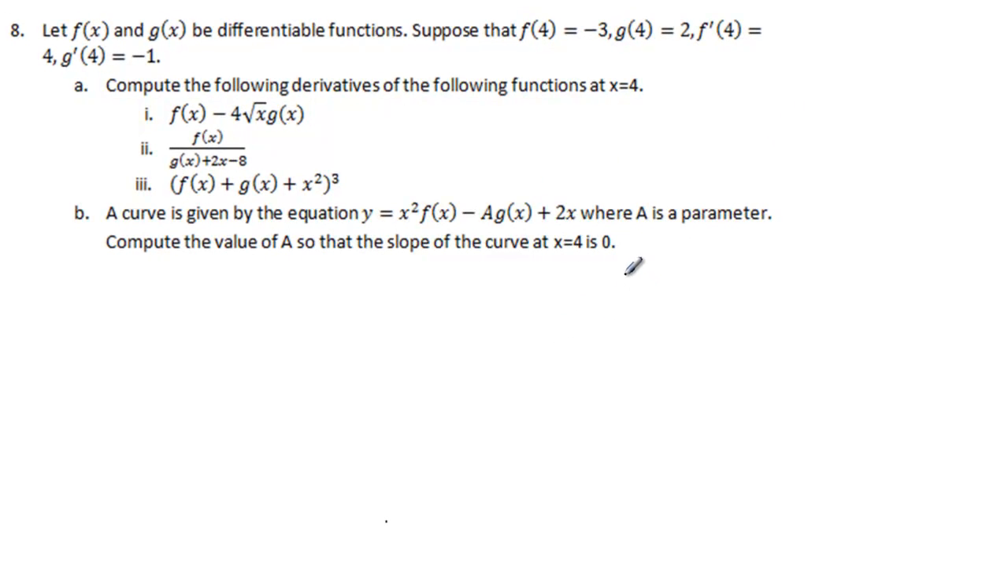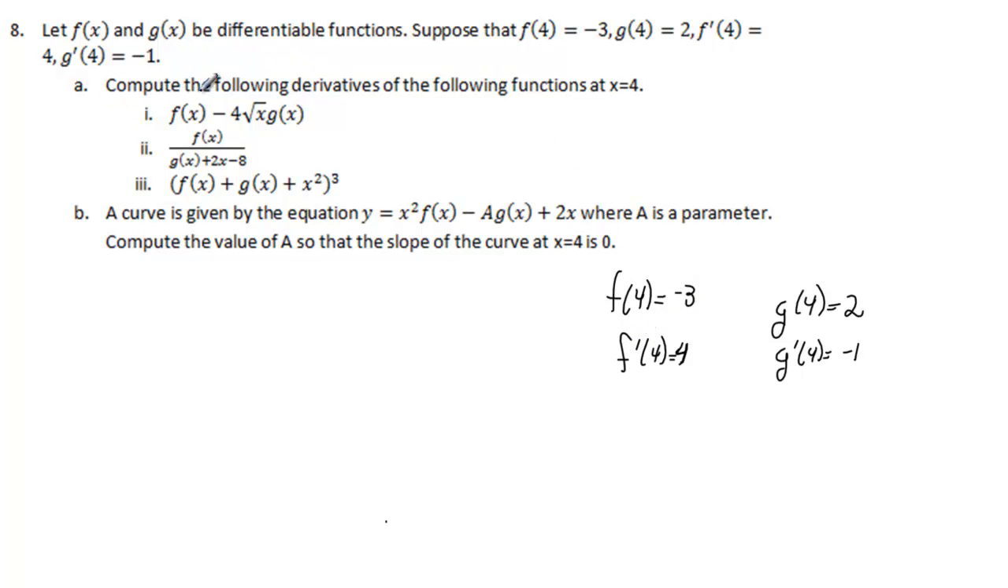So I know here that f of 4 is equal to -3. I have g of 4, which is equal to 2. f prime of 4 would be equal to 4. And then I have g prime of 4, which is equal to -1. So I like to look at it in terms of this. It makes it easier for me to see.